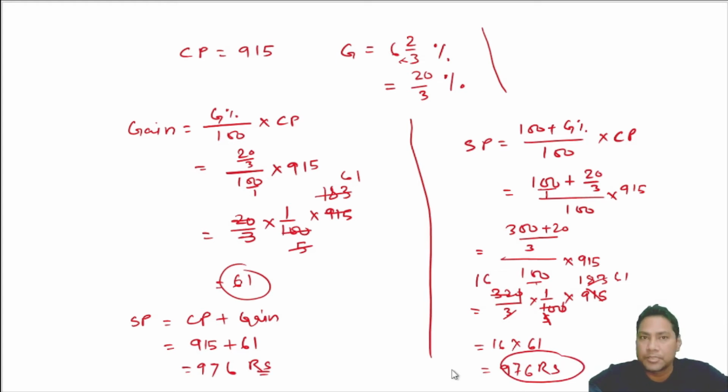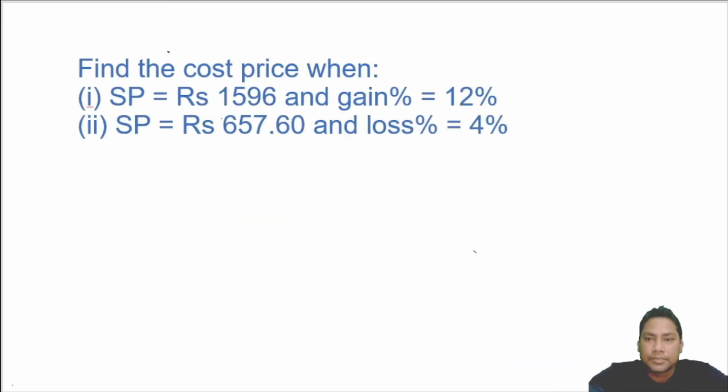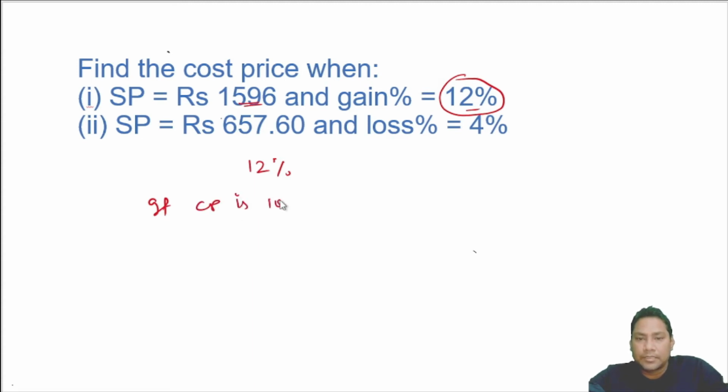There are two approaches to solve this type of problems. Now we will look into some more questions. So friend, in this question they have asked the cost price when the selling price and the gain percentage are given. So we do not know the cost price. For getting cost price, we will take the relative value of 12%. The meaning of 12% is, if the cost price is 100, then the profit will become 12 rupees.